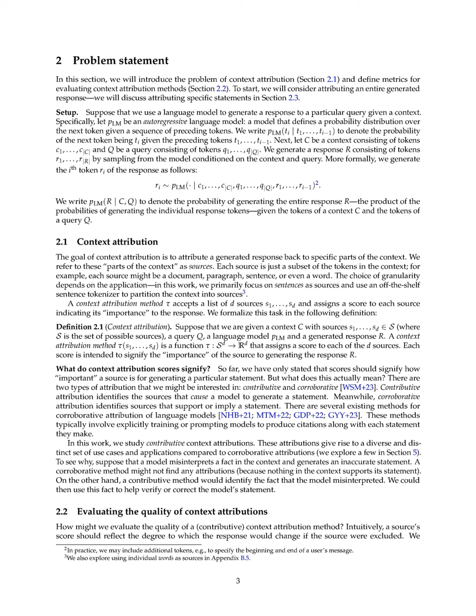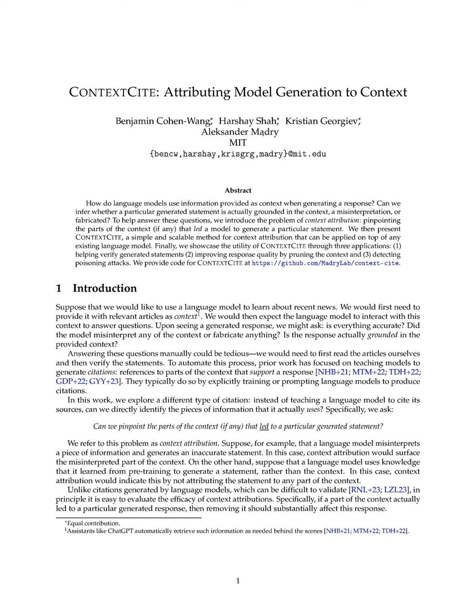The CONTEXTCITE approach, while effective in attributing generated responses to specific context sources, may present limitations regarding its accuracy and generalizability in real-world applications. One potential drawback is that the reliance on a linear surrogate model may oversimplify complex relationships between context sources and generated statements, potentially leading to inaccuracies in attribution scores.